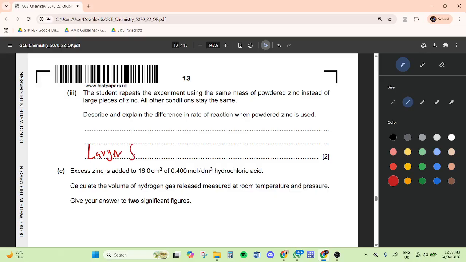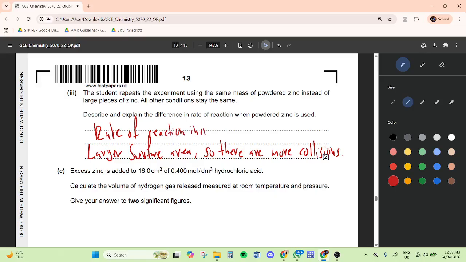Because it has a larger surface area, it all comes back to collisions at the end of the day. So there are more collisions. As a result, you're going to write rate of reaction increases.